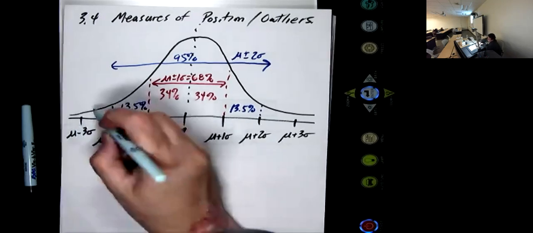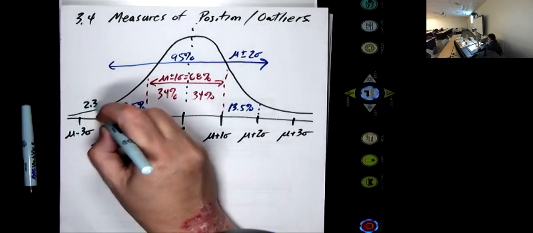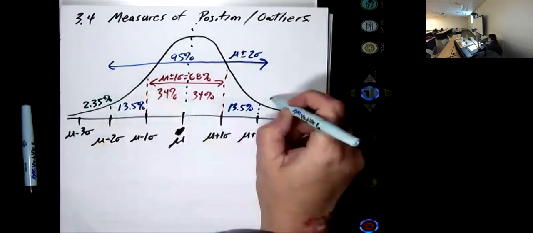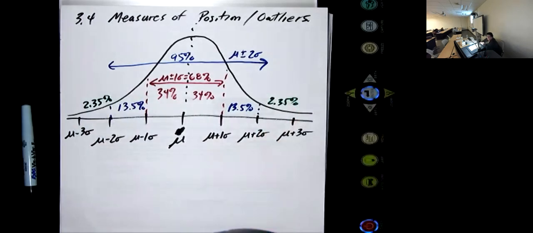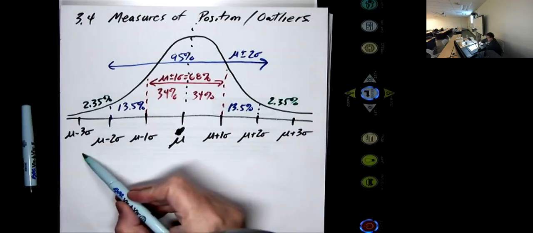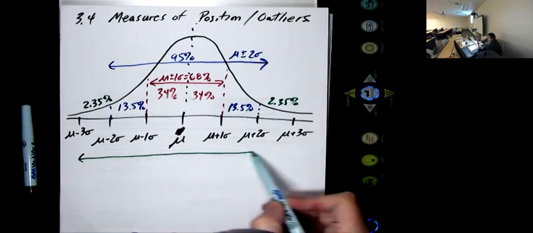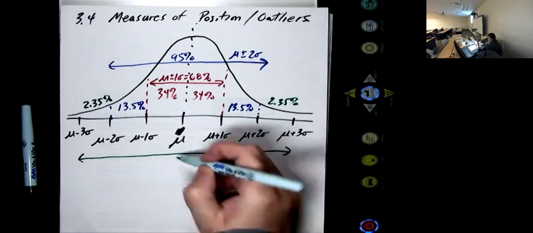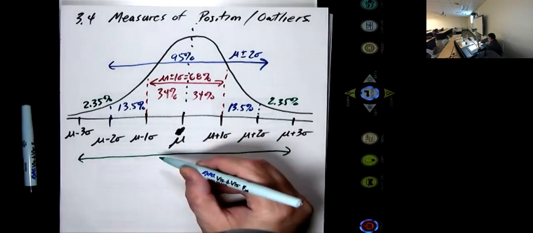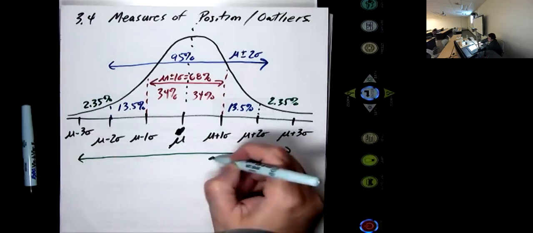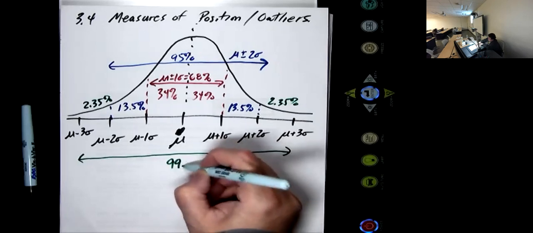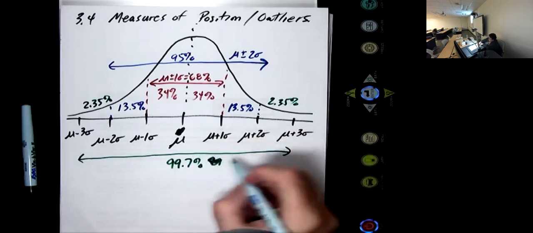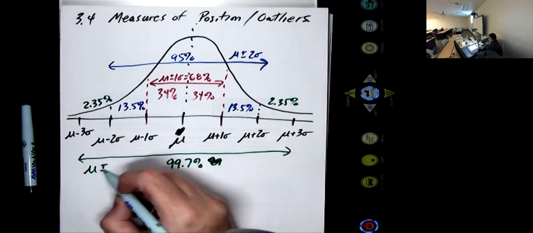In between the two and the three, we've got 2.35%. And rather than trying to fit that in up above, I'll do it down here. If I add up all those percentages, I have 99.7%. And that's plus or minus three deviations.